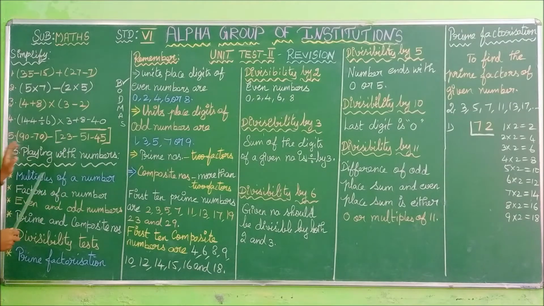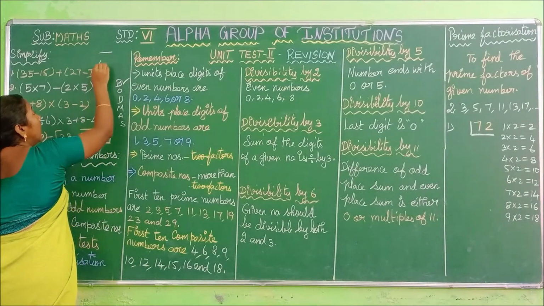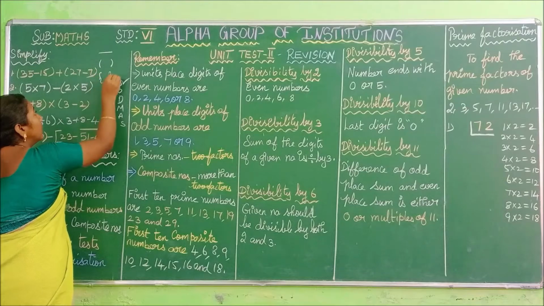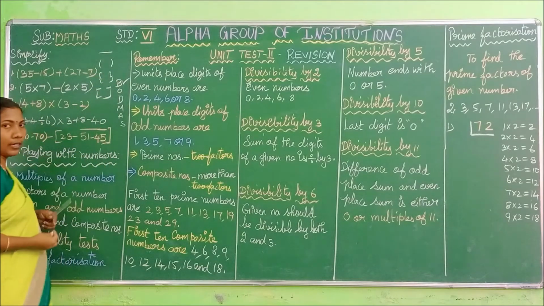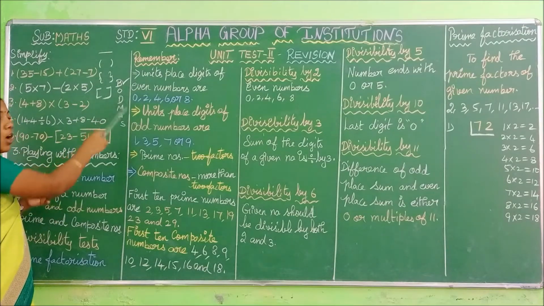So first you have to evaluate vinculum. First you have to always evaluate vinculum, and then simple, and then curly, and then square bracket. Do you understand? After evaluating the brackets, you have to go for the operations.